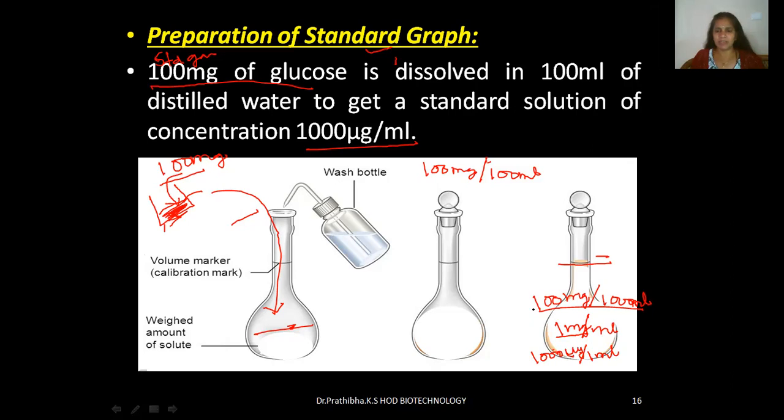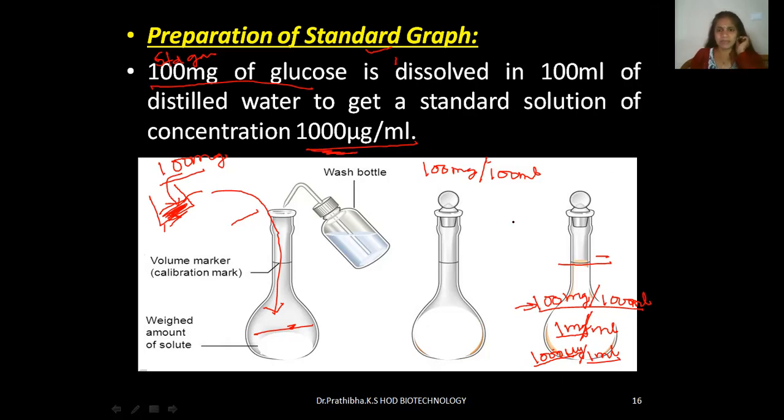So let me recall here. We took the 100 mg of glucose and dissolved it in 100 ml of distilled water. We are calculating how much glucose is in 1 ml. So 1 mg per ml, and 1 mg means 1000 microgram. So the concentration here is 1000 microgram per ml of the standard glucose.